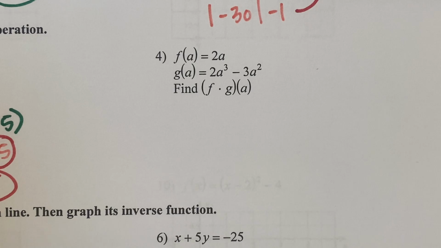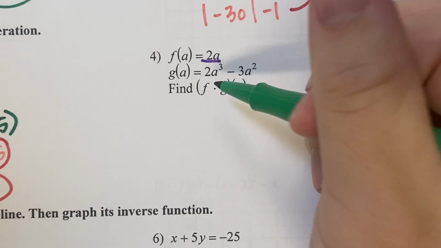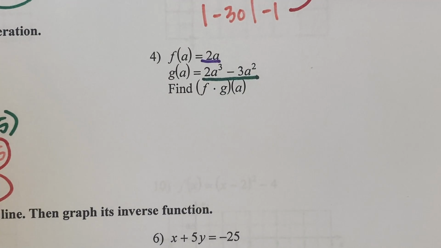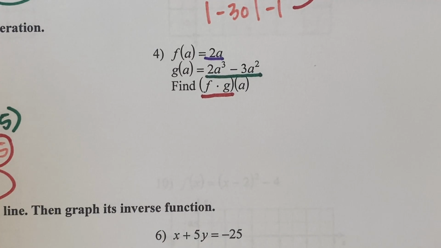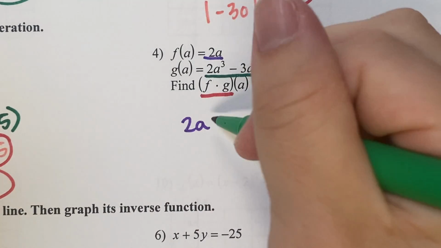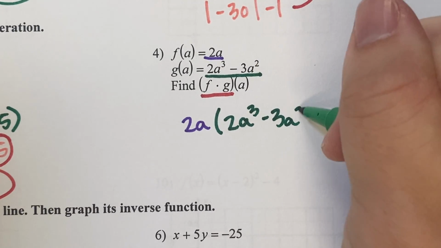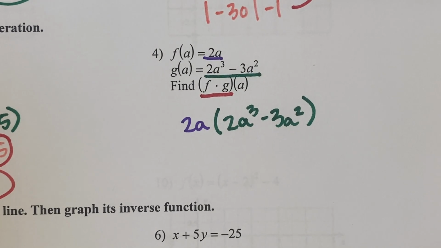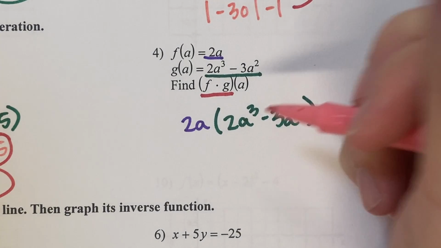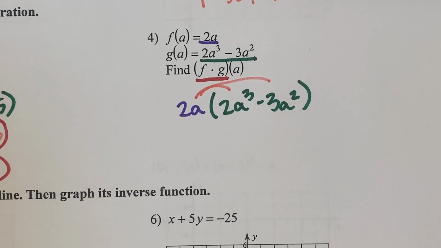Number 4, so we have f of a, 2a, and g of a, 2a cubed minus 3a squared. And it's wanting us to multiply these two, so f times g of a. So we'll take f, 2a, and it wants us to multiply, so we'll just stick it right next to g of a, 2a cubed minus 3a squared. Well, now we just need to distribute.